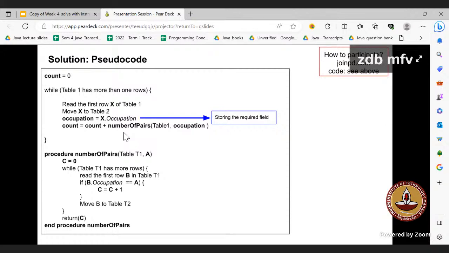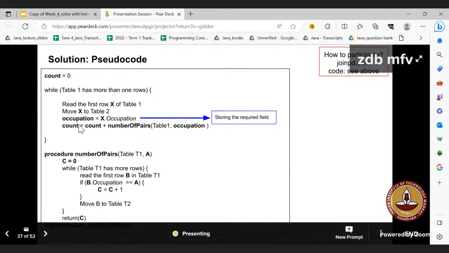Ma'am, A will be having the value of occupation only. Yes, A will be having the occupation of each and every card. So A will be updated for each and every card. You can see occupation equal to X dot occupation is done for each and every card, because that is inside the while loop. The first row will be fixed and you are storing X dot occupation in occupation. That occupation you are passing and that is stored as A in your procedure.